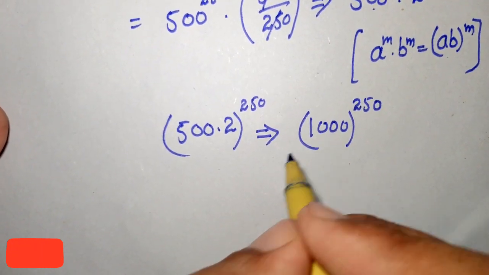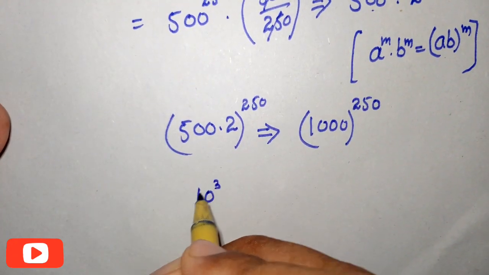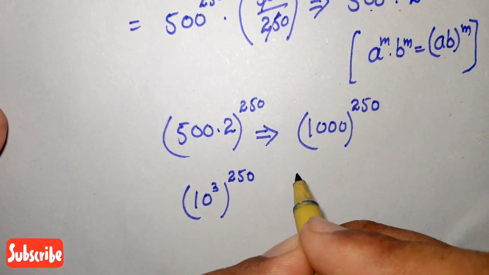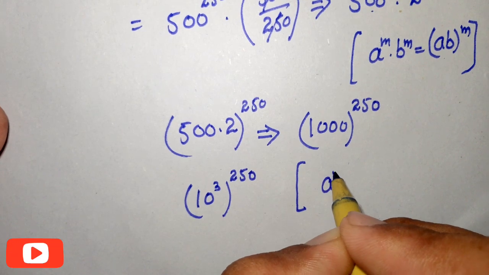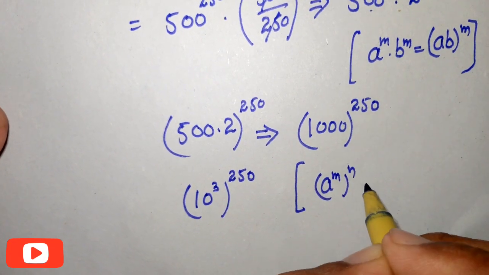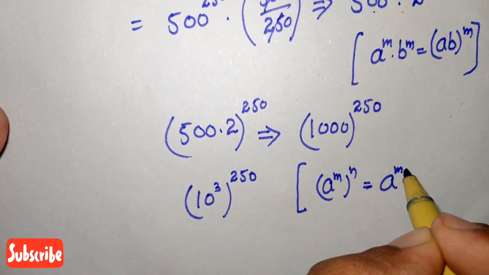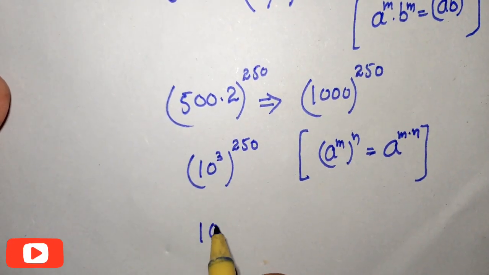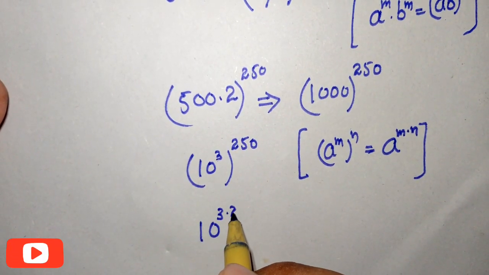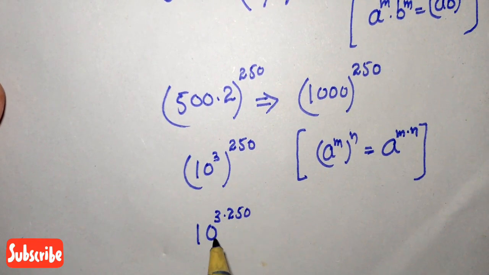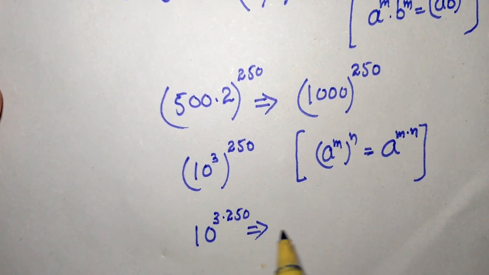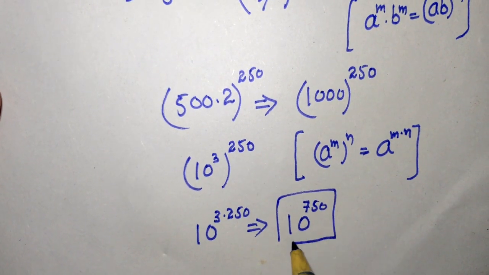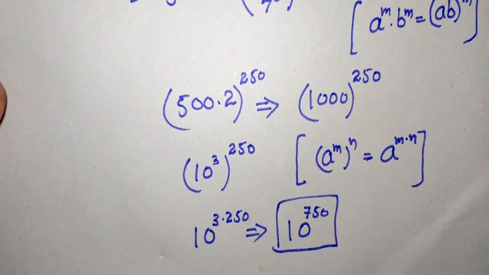In the next step, 1000 can also be written as (10 to the power of 3) to the whole power of 250. Again we know that (a to the power of m) to the whole power of n is equal to a to the power of m times n. So this will become 10 to the power of 3 times 250, and 3 times 250 is equal to 750. So here 10 to the power of 750 is the final answer by the second method.